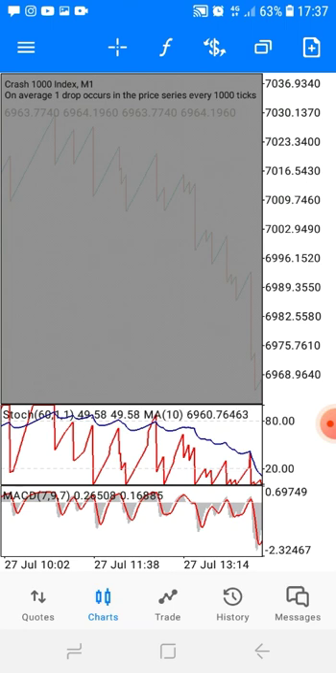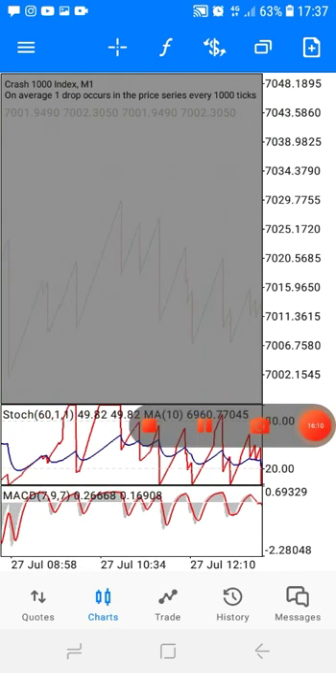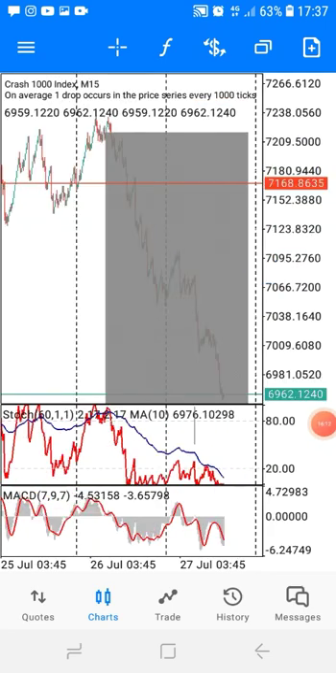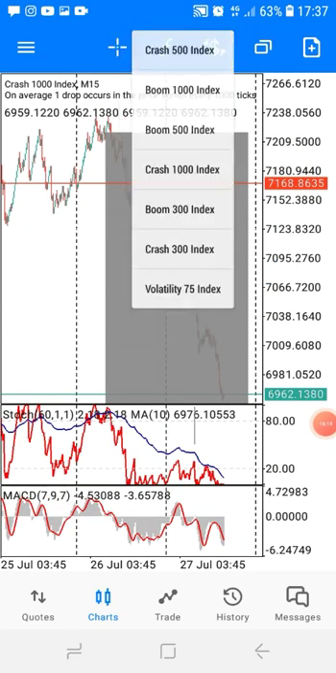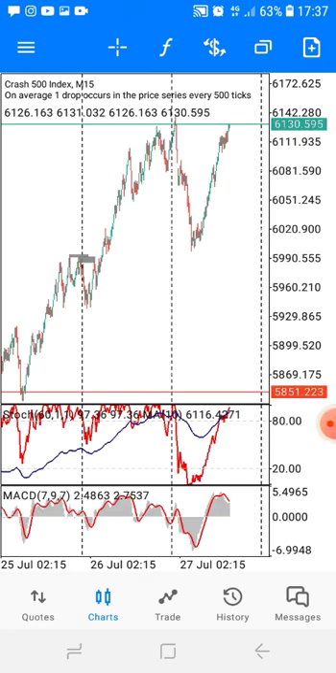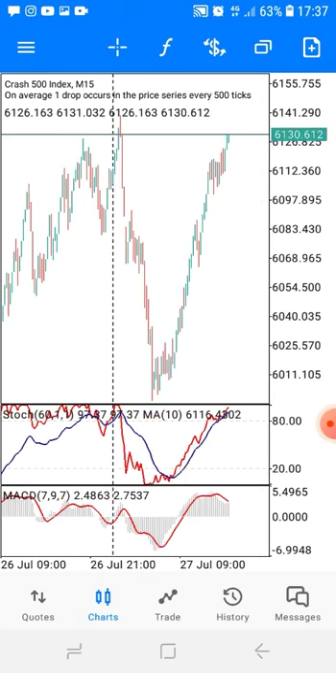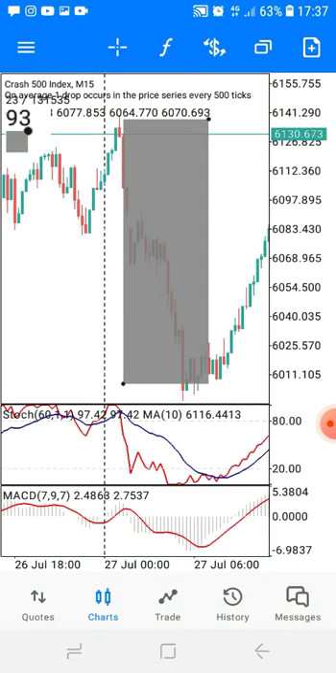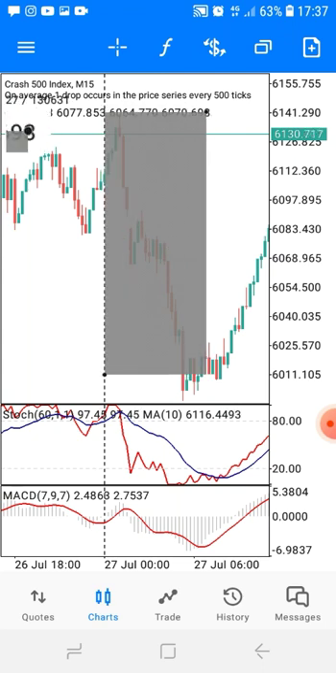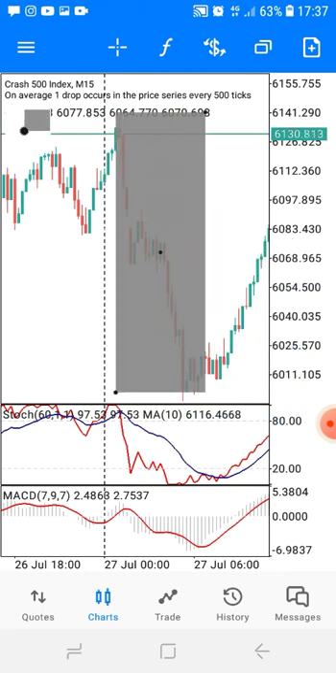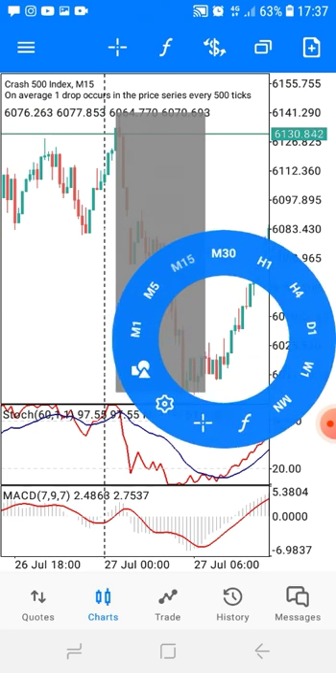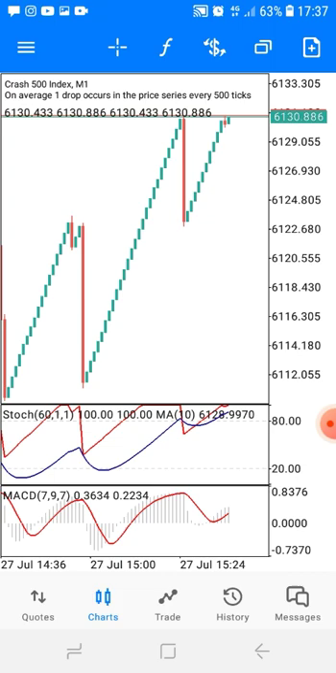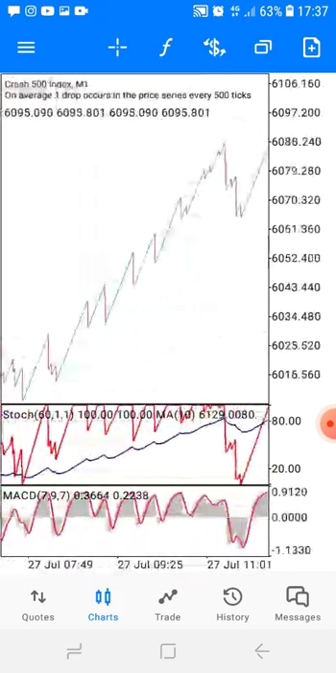So, this is how easy it is, guys. Let me go to maybe one of the crash indices. Let's check. Yeah, I know it has been going up, but let's check here if we are going to be able to access it on M1, because on M1 you cannot access the history that is way long gone. You can only access the history that is about a week ago. Let's see if we're going to be able to access it. Okay, yeah, we are cool.